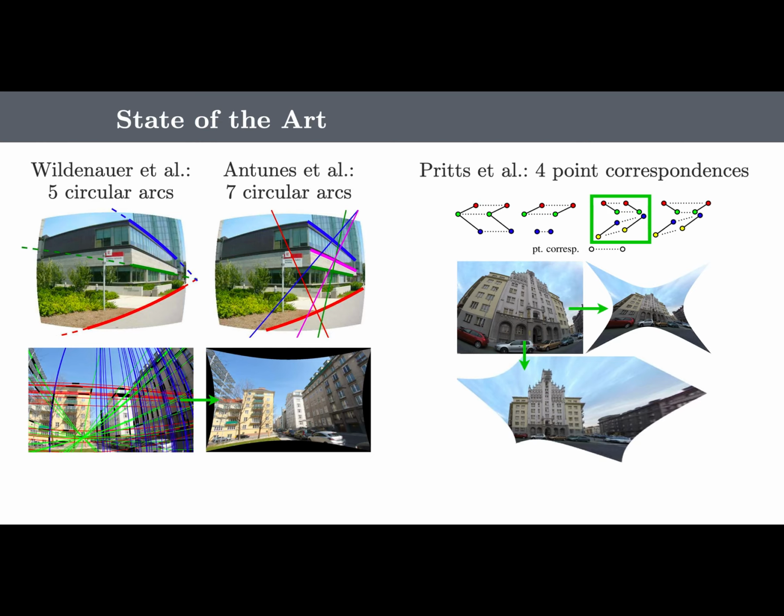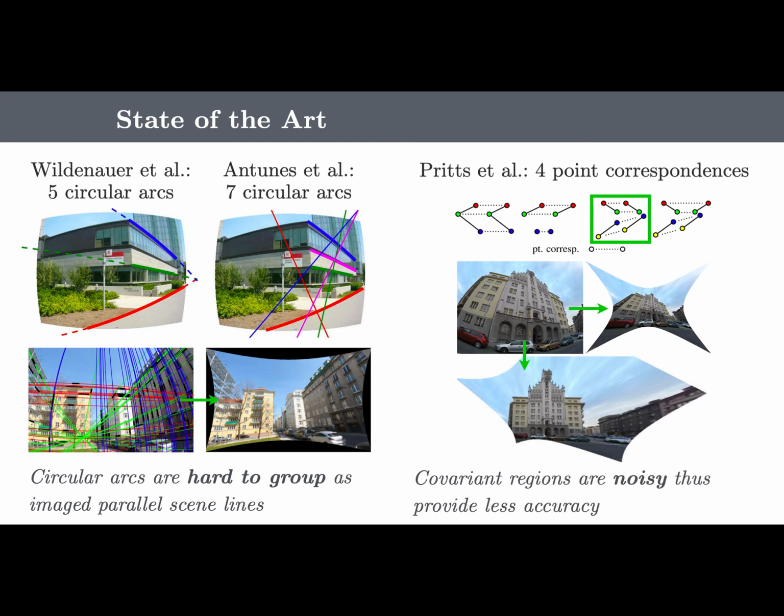State-of-the-art solvers can rectify or auto-calibrate lens-distorted images with either circular arcs or translational symmetries. Circular arcs provide accurate measurements, but it is hard to group them into sets of imaged parallel lines. Local features are easily grouped by appearance into translational symmetries, but they are noisier than arcs. We propose solvers that combine the best properties of both feature types. We also propose new arc-based solvers that solve for scene configurations that are not handled by the state-of-the-art.